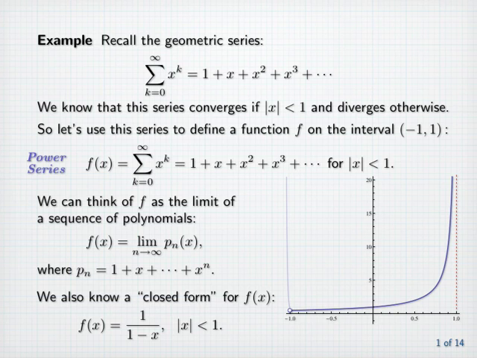We point out that the expression 1 over 1 minus x makes sense for all x other than 1, but our power series f of x is undefined outside the open interval from -1 to 1 because the defining series does not converge for those values of x.